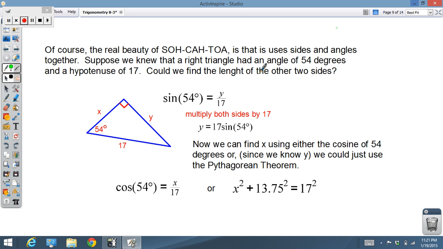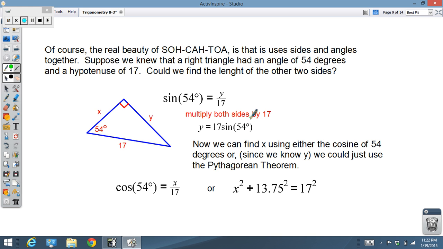All right, continuing on. Here's how it works in a problem like this. If I want to find x and y, I know I've got a right triangle with an angle of 54 and a hypotenuse of 17. I set up my equation. Well, the sine of the angle equals opposite over hypotenuse. So here's my 54, here's my opposite, here's my hypotenuse. So there's my equation. The sine of 54 equals y over 17.